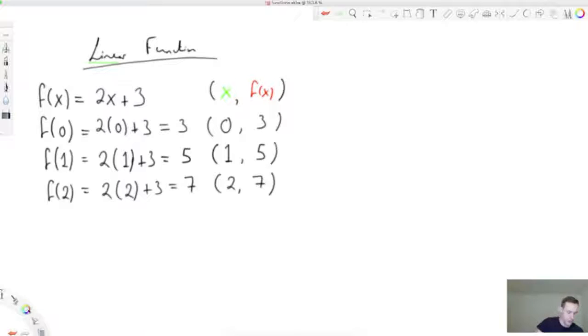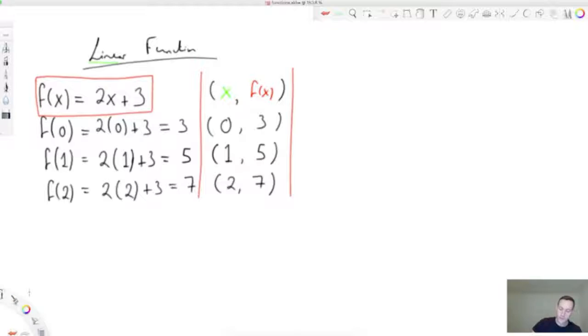So let's start off with this linear function here. I'm just going to make a little box here. So we had this function here. It was a linear function. And we put in these values 0, 1, and 2, and then we got out these three outputs, and we put this input-output pair into brackets like this. Okay, so we have a bunch of numbers, this 0, 1, and 2 input, and this 3, 5, and 7 output.